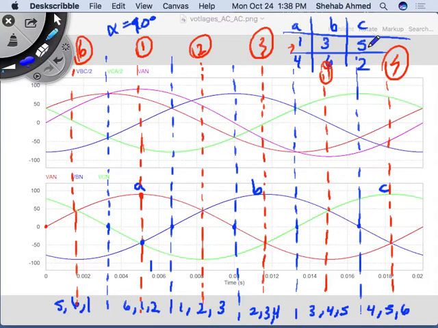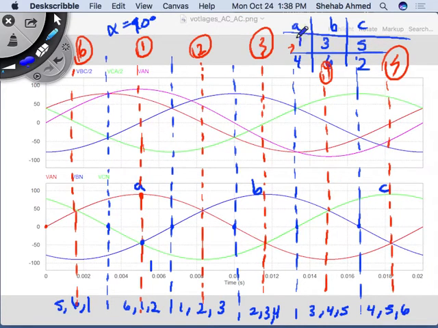Top device can only conduct current. It will take current from the source to the load, if it's a higher voltage than the voltages in the other phases, right? I can only take current from phase C to phase A if phase C is higher than phase A, right? I cannot. In that case, 5 will be on and 4 would need to be on, right?